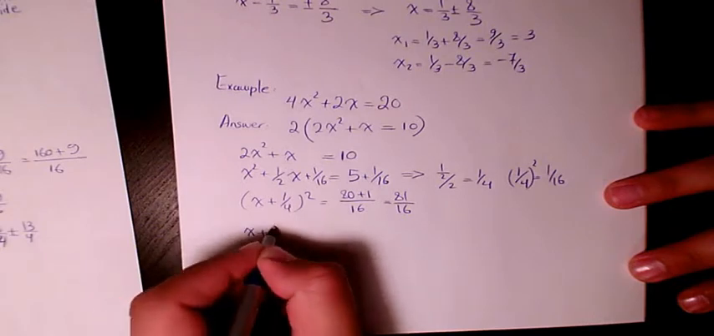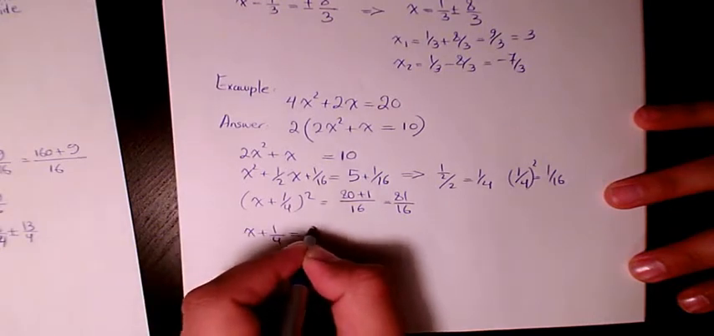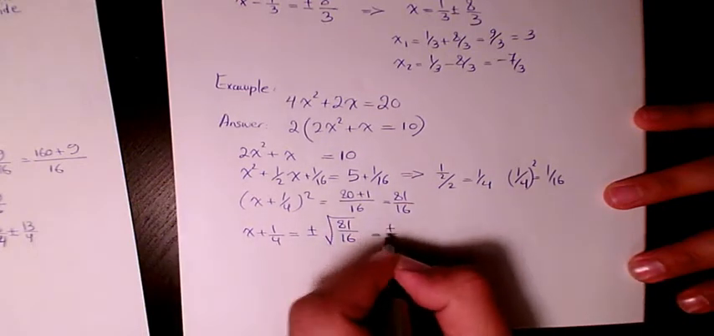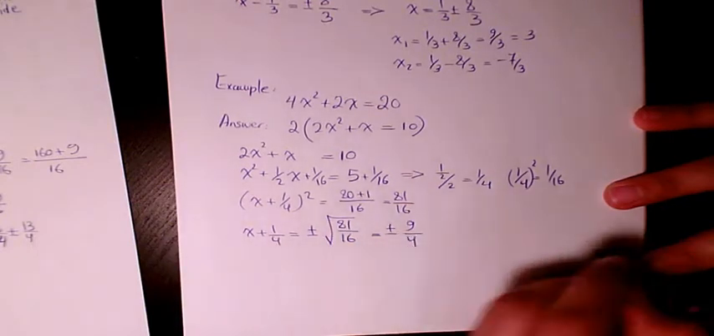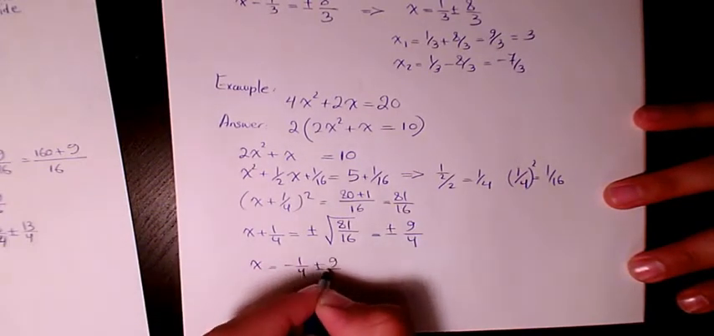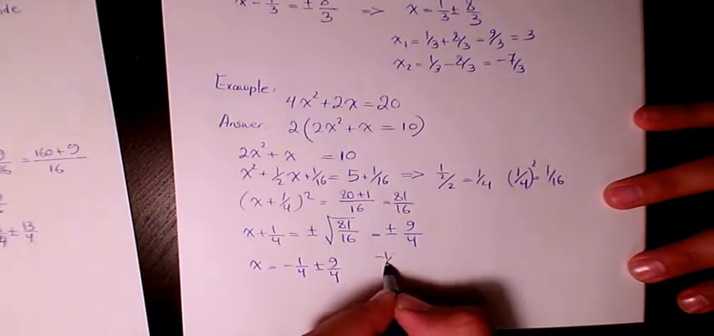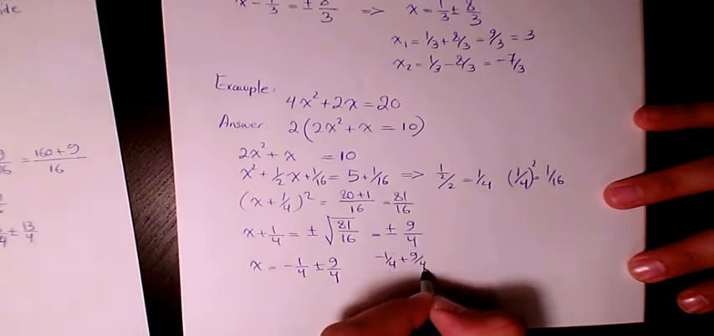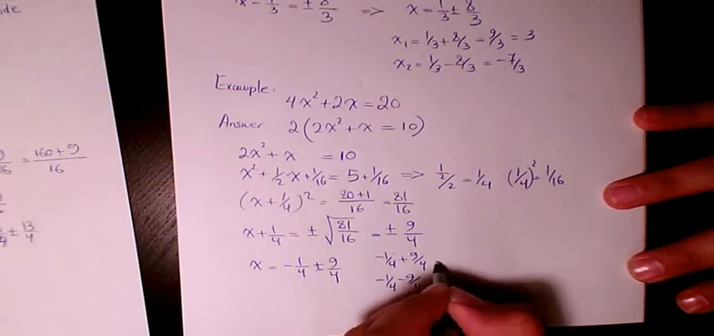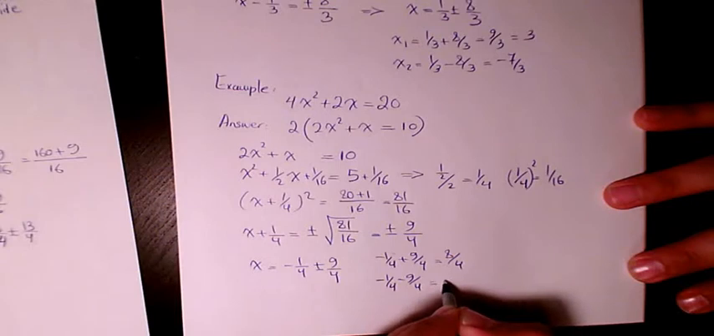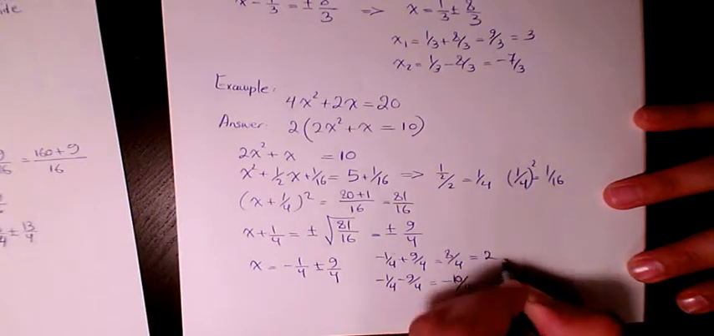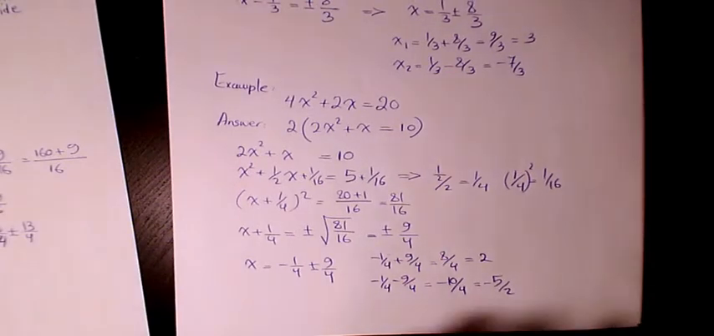Therefore, x plus 1 over 4 is going to be plus or minus the square root of 81 over 16, which is plus or minus 9 over 4. So x will be negative 1 over 4 plus or minus 9 over 4. So one answer will be negative 1 over 4 plus 9 over 4, which is 8 over 4, that is 2. The other one is negative 1 over 4 minus 9 over 4, which is negative 10 over 4, negative 5 over 2. This is the final answer.